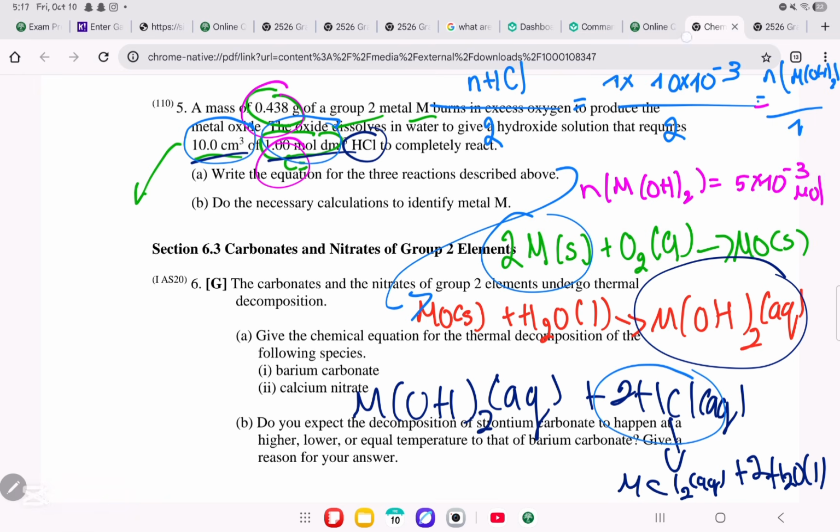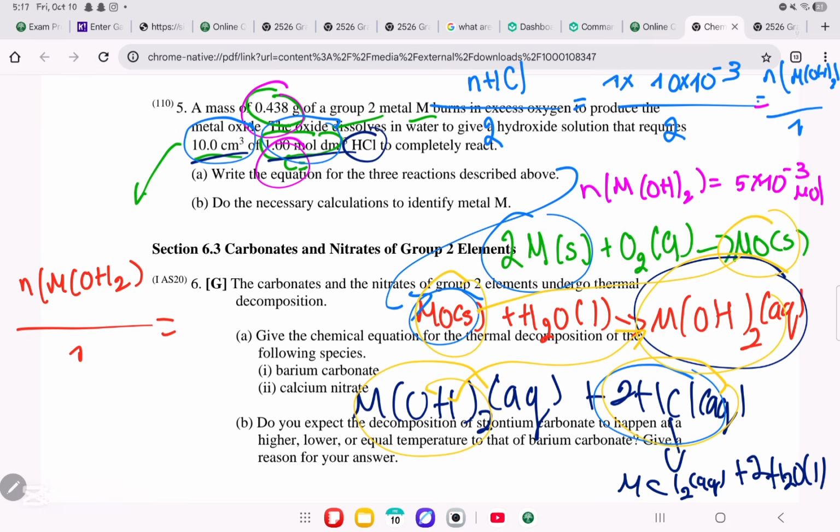Perfect. Now that we have this, we have the number of moles of metal hydroxide over the coefficient 1. We will make it equal now to what? We will make it equal to metal oxide. Are you seeing what we're doing over here? We're taking each one and we're linking it to something that's in the previous equation. So this one, I will link it with this because this is in the previous equation. So number of moles of metal hydroxide over the coefficient is equal to number of moles of metal oxide over the coefficient, which is 1, is equal to what? Is equal to 5 times 10 to the power of minus 3 mole. That means number of mole of metal oxide is how much? Is 5 times 10 to the power of minus 3.